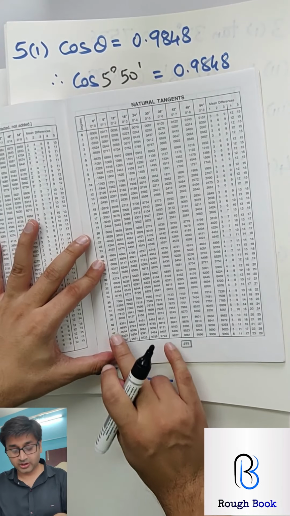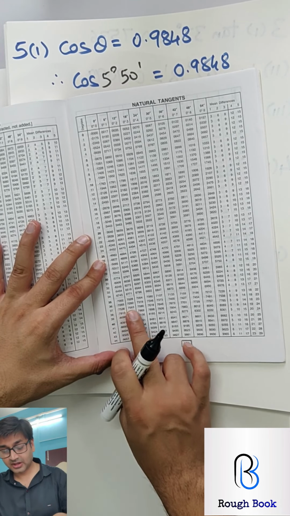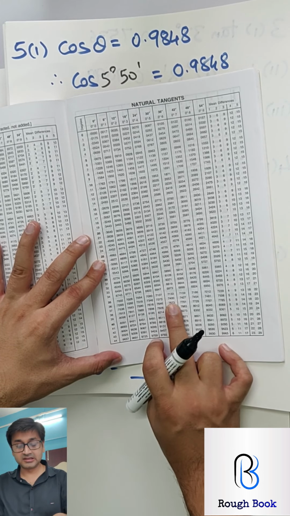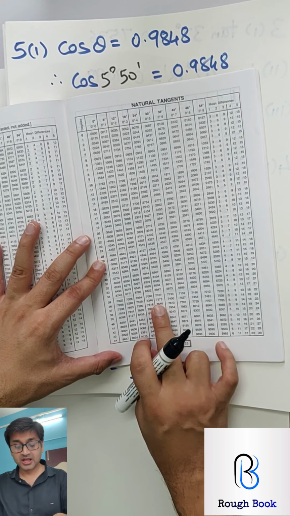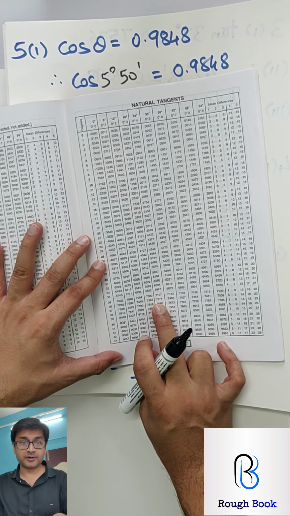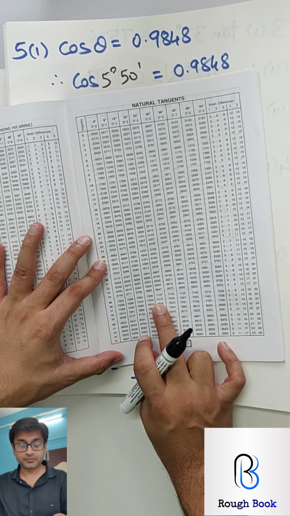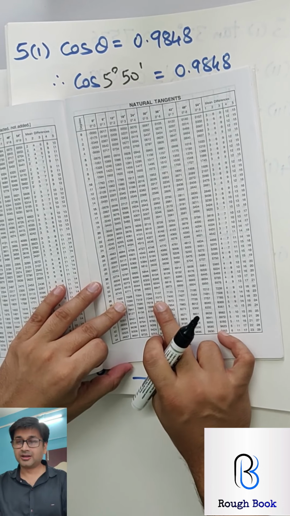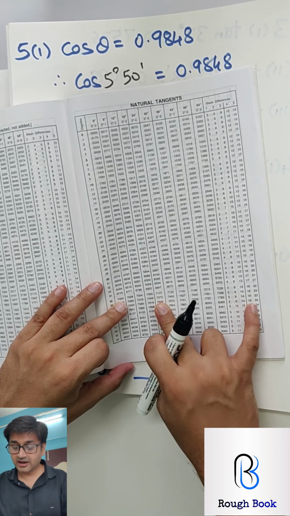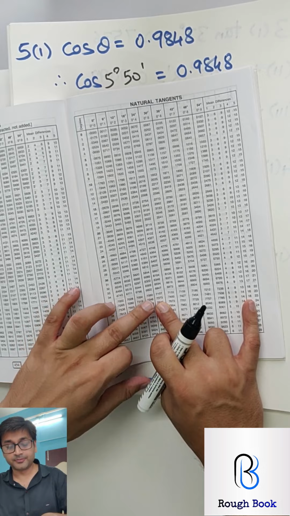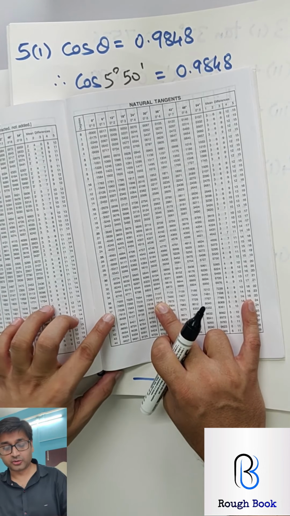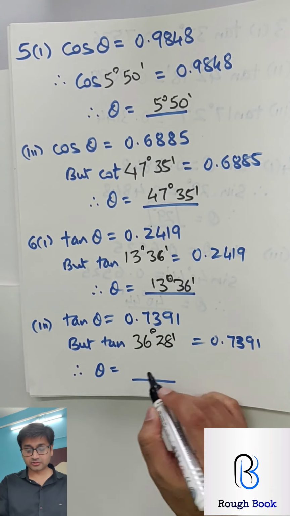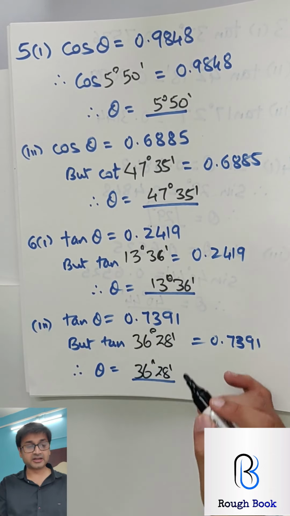So 7391 is somewhere here. 73, I can see 7373, and then directly 7400. 7373 and 7391. So the difference is 21? 7373 and I want 7391, not 21. Wait. The difference is going to be 18. So do I have 18 here? Yes, that is mean difference 4. So add 4 to this. 24 plus 4, 28. 36 degrees 28 minutes. 36 degrees 28 minutes. So slightly technical.